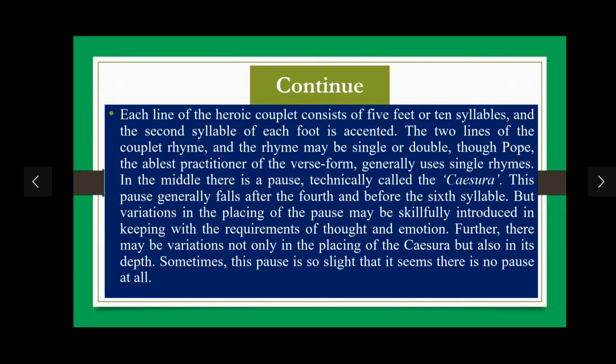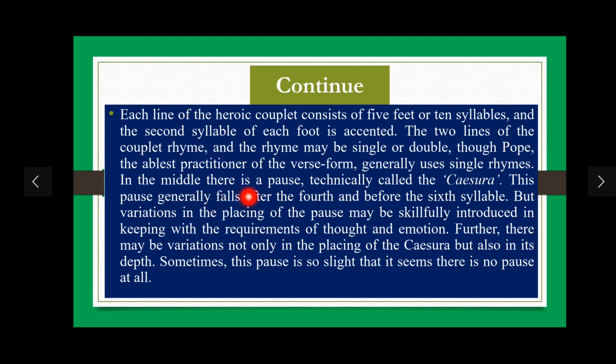Here we have the explanation of the heroic couplet. Each line of the heroic couplet consists of 5 feet or 10 syllables, and the second syllable of each foot is accented. The two lines of the couplet rhyme, and the rhyme may be single or double, though Pope, the ablest practitioner of the verse form, generally used single rhyme.